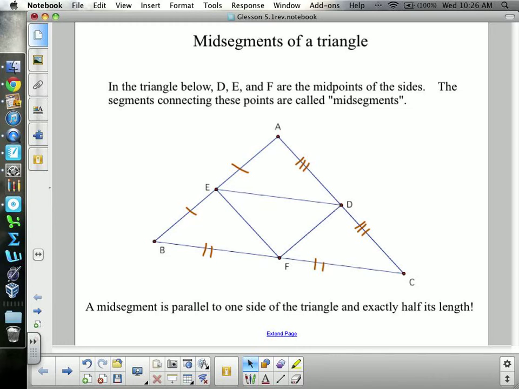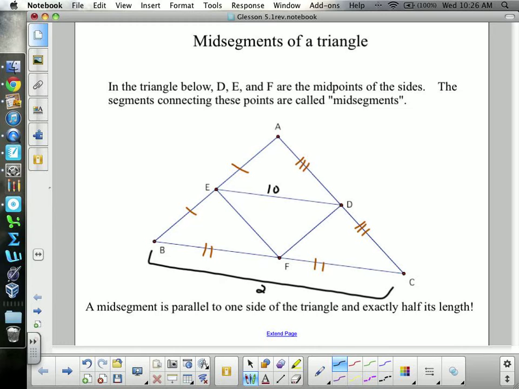The second property for a mid-segment, besides being midpoints, is that the length is 1/2 the length of the parallel side. So if this side is 20, then this has to be 10. Or if this side was 16, then this would have to be 8. We could even do an odd number here. Let's say that was 17, then this would be 8.5.